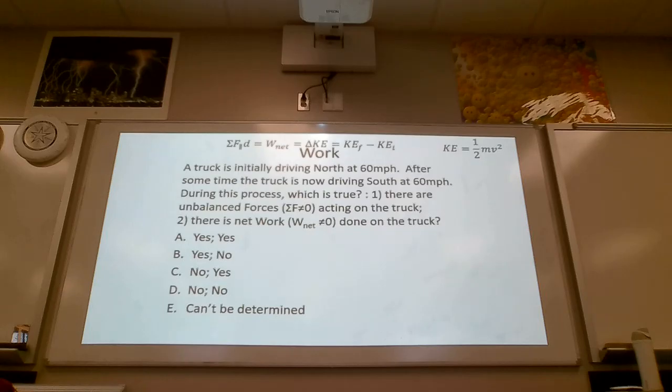Okay. So initially we're going this way at 60 miles an hour. We're slowing down. Is friction, the brakes from the friction, doing positive or negative work? Negative work. You good with that? Okay. But then we turn around and we speed back up. Is the engine doing positive or negative work? It is now doing positive work.